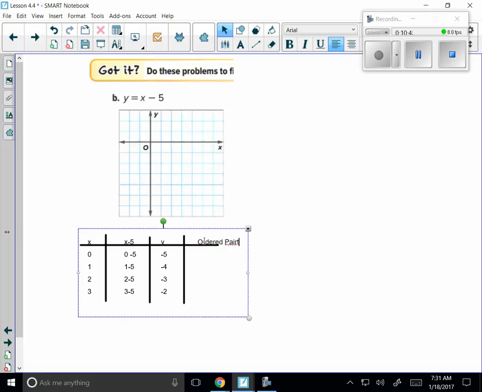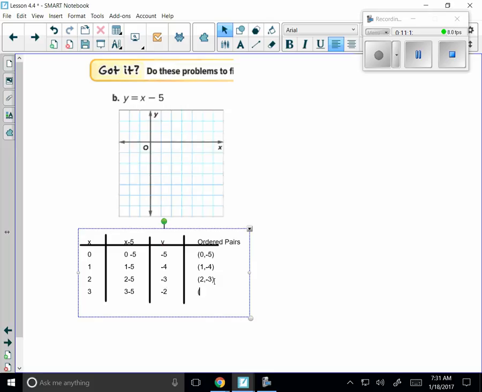So what are the ordered pairs? Well, I already have them written out. I just want to put them in what looks like an ordered pair. 0 comes from the x value. Negative 5 comes from the y value. So this one, I'm at 1, comma, negative 4. The next one, I'm at 2, comma, negative 3. And then the last one that we can do here is going to be 3, negative 2.